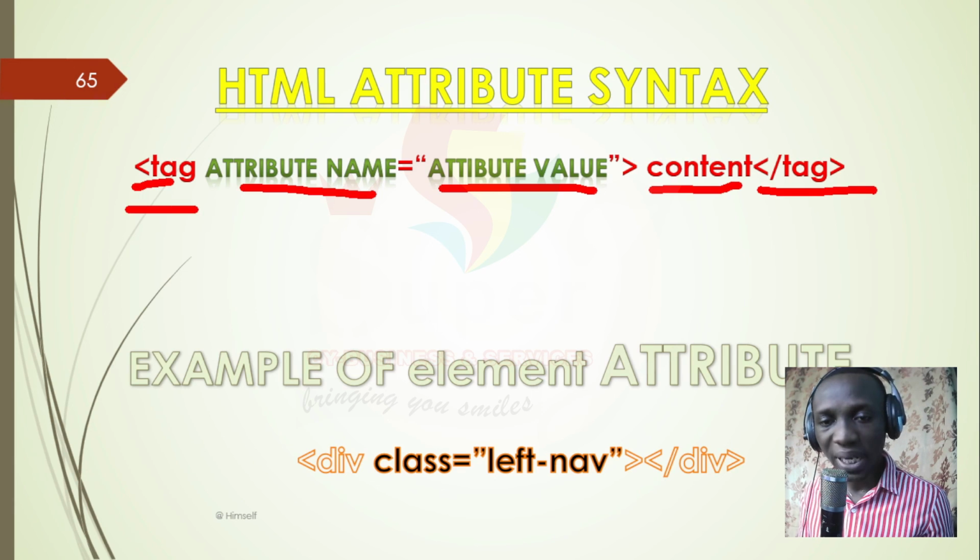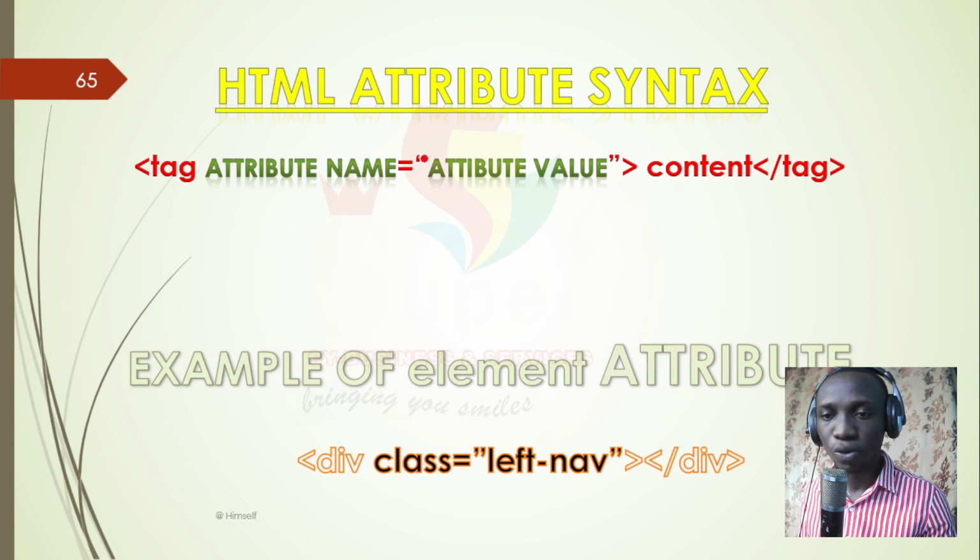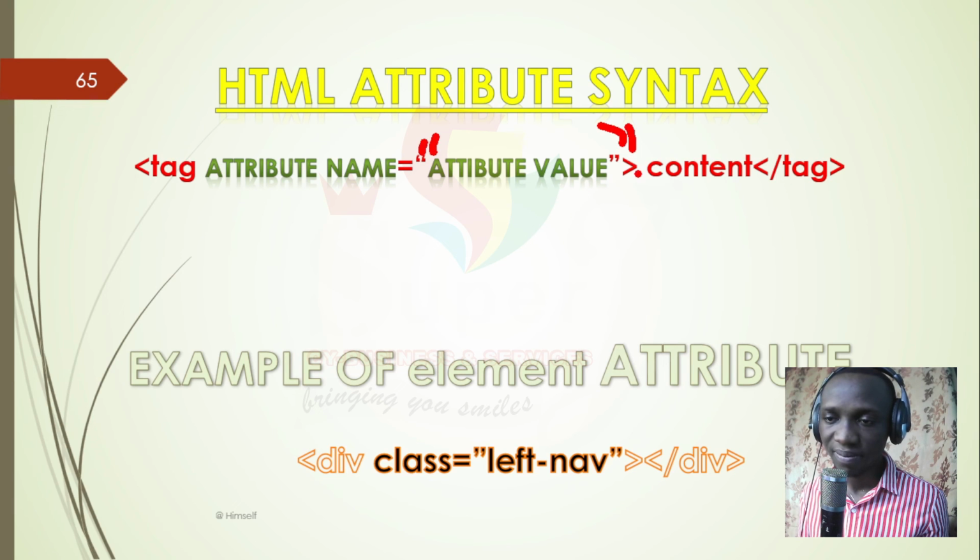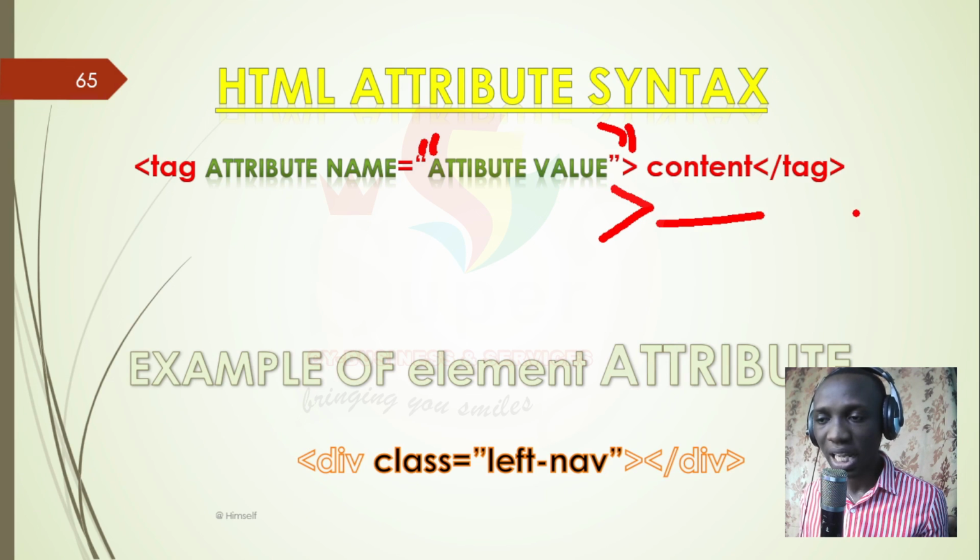So open the tag, but don't bring the final bracket. Then write your attribute name followed by an equal sign. Then the attribute value, write it inside of a double quotation. Now close your opening tag and then write the element content, then close the element with the closing tag. That is what I'm talking about.